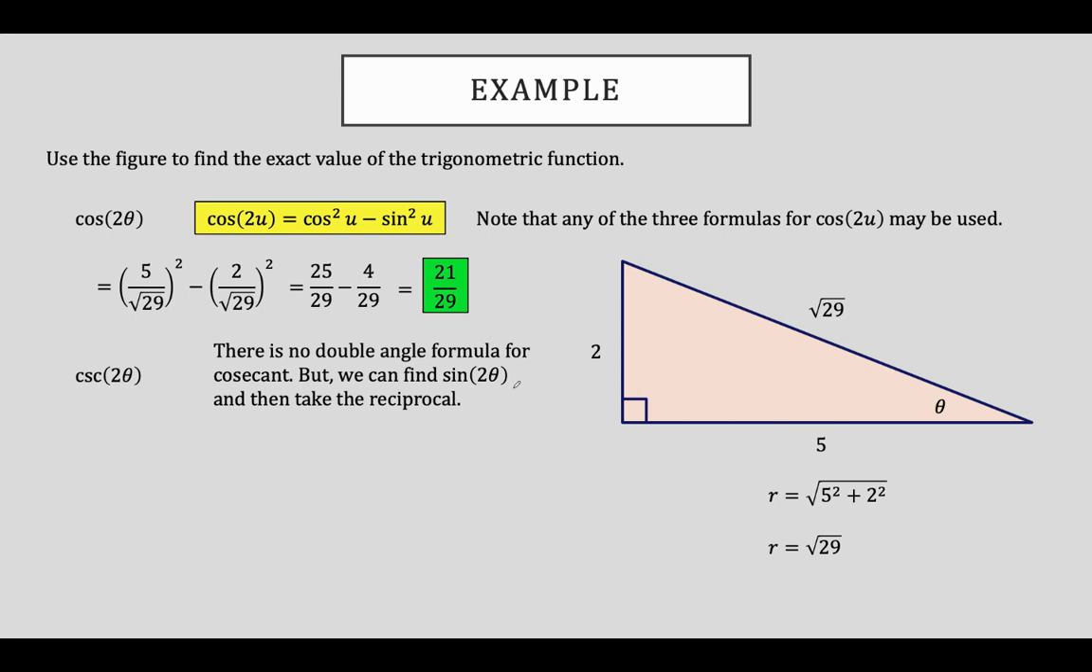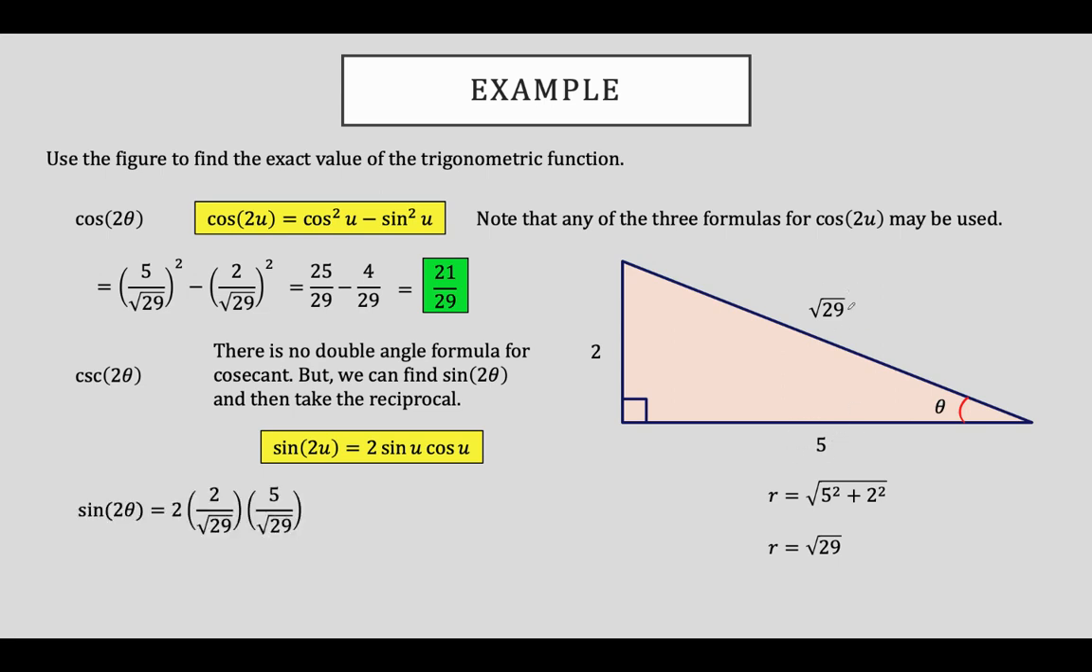Well, to find the sine of 2 theta, we need to use our double angle formula for sine. The sine of 2u is equal to 2 times the sine of u times the cosine of u. That means the sine of 2 theta is going to be 2 times the sine of theta. Sine of theta, again, here's our angle theta. Sine is opposite over hypotenuse. That's going to be 2 times 2 over root 29 times the cosine of theta, 5 over root 29.